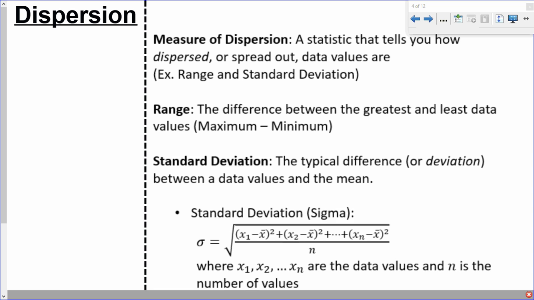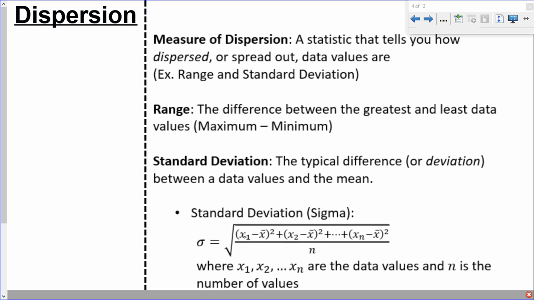Remember, the range is the difference between the greatest and the least data values. So you take your maximum number minus your minimum number. Standard deviation is the typical difference or deviation between data values and the mean. We use sigma. This little circle with a little tail here is called sigma. And this is the equation that you do.